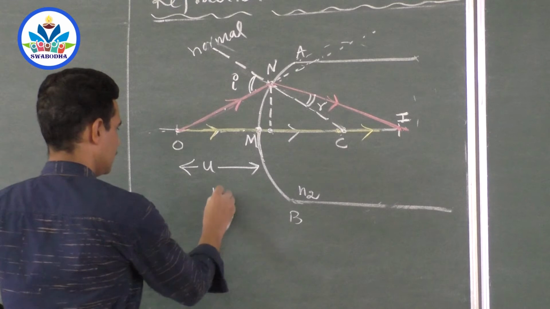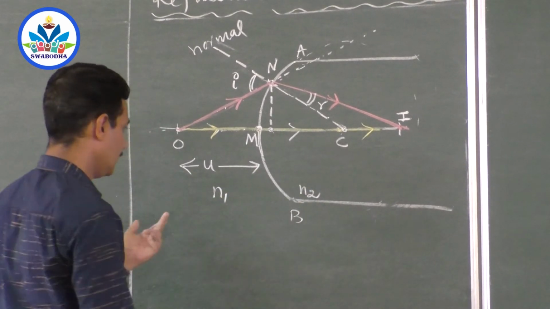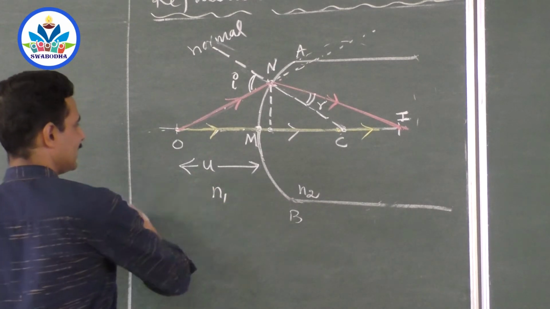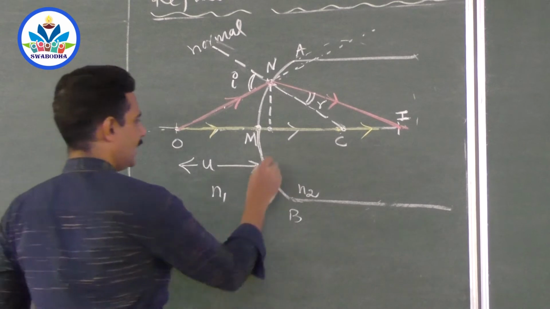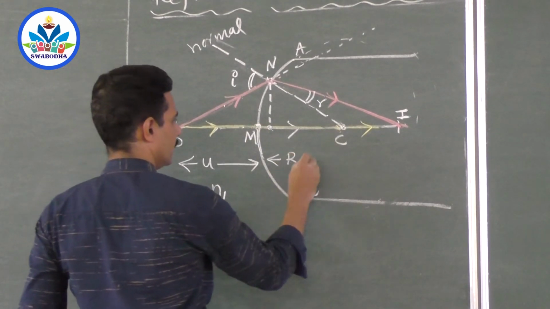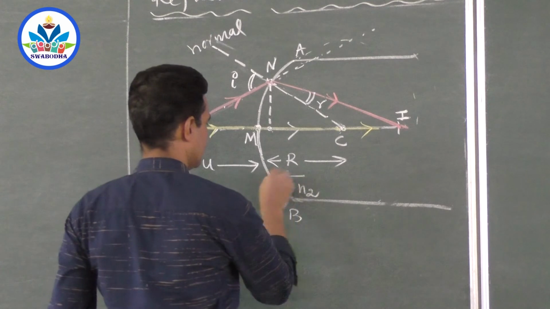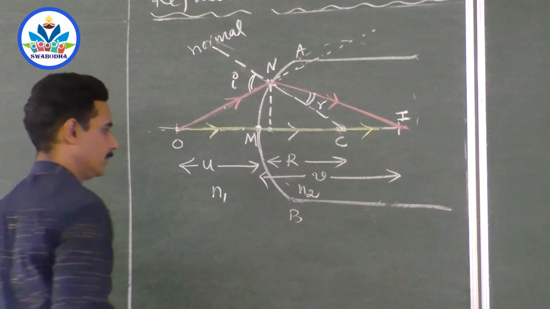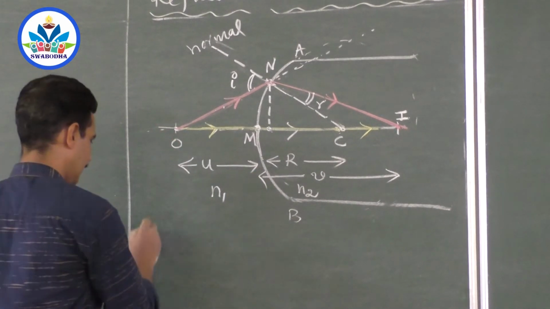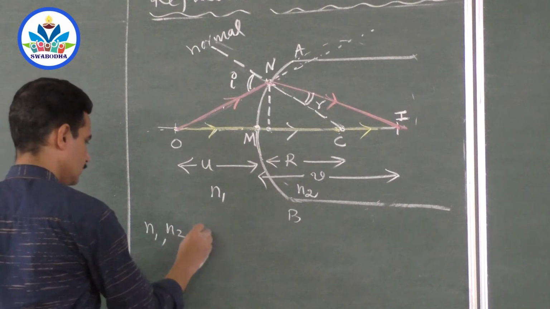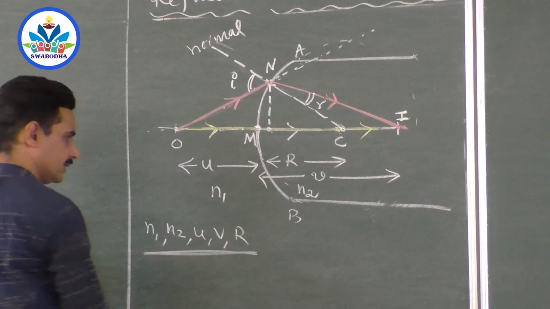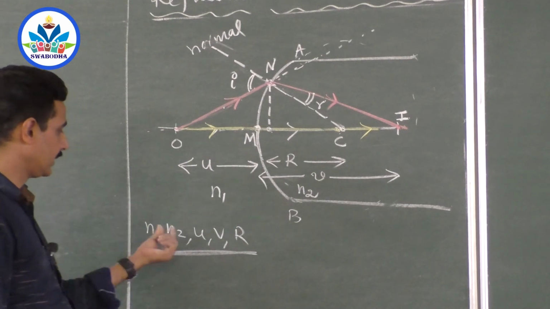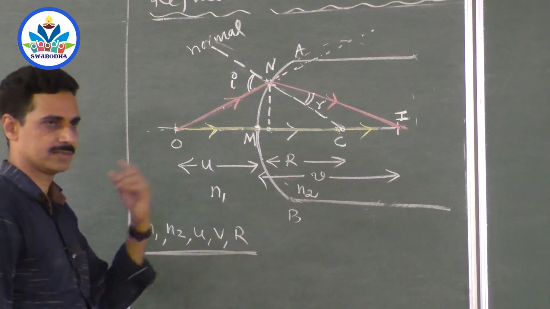Refractive index of the outer medium is n1, inner medium is n2. n1 is smaller, n2 is greater, so the ray is moving from rarer to denser medium. Object distance is from the object to the pole. Radius of curvature is from the center to the pole, and image distance is from the pole to the image. Now my job is to find the relation between n1, n2, u, v and r. I have to connect all these things: the refractive index of the medium outside, the refractive index of the medium inside, object distance, image distance and r.